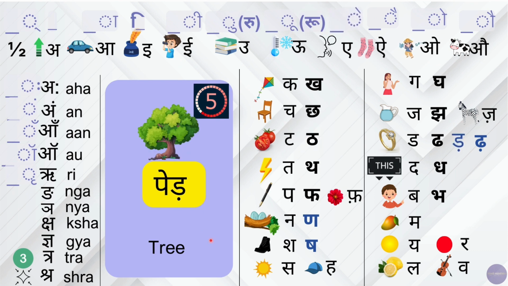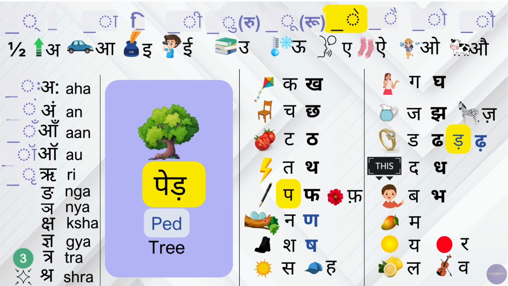This word means tree. Pen, p, and the add-on symbol as in say makes the sound pay. The next letter is diamond d. It's the retroflex sound, that is, the rolled tongue touches the roof of your mouth while pronouncing. It's not d, it's d. So we pronounce this word as paid. Paid. Next word.